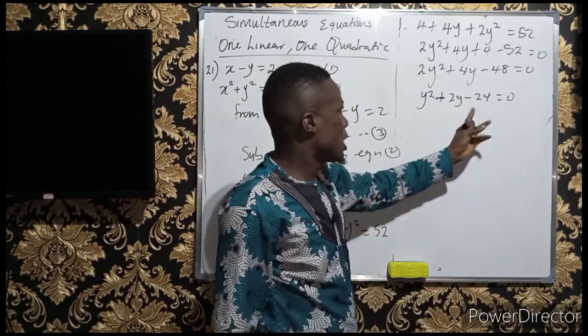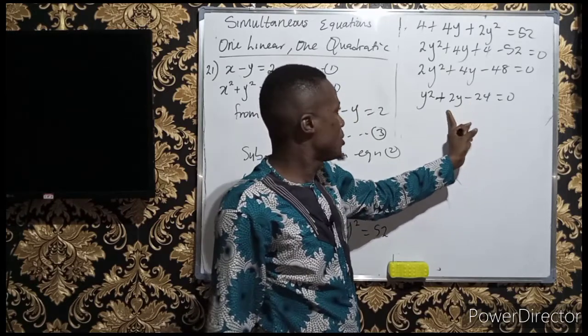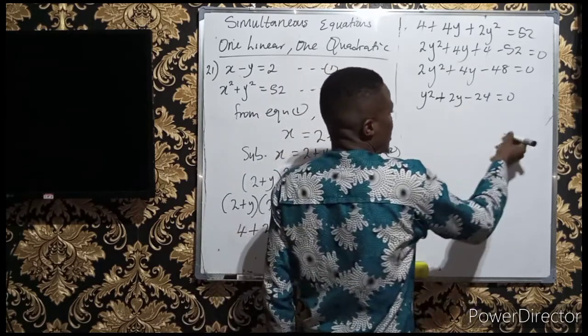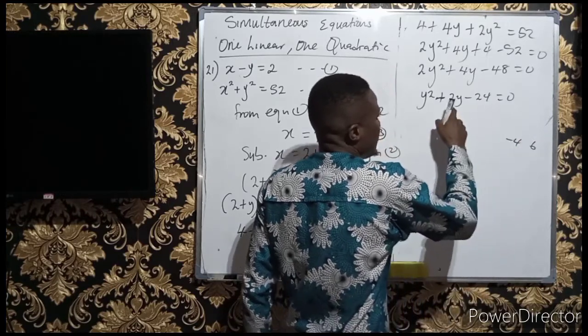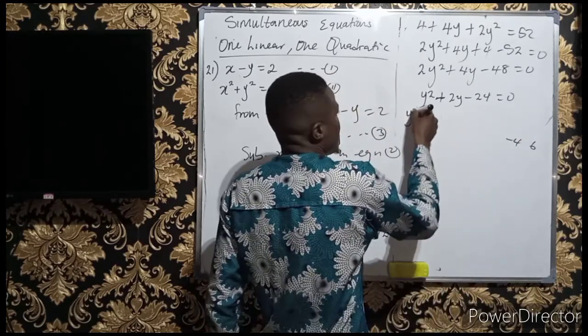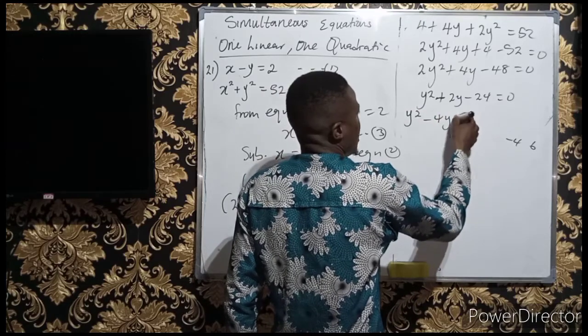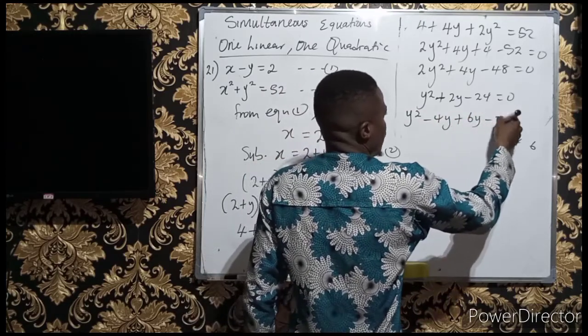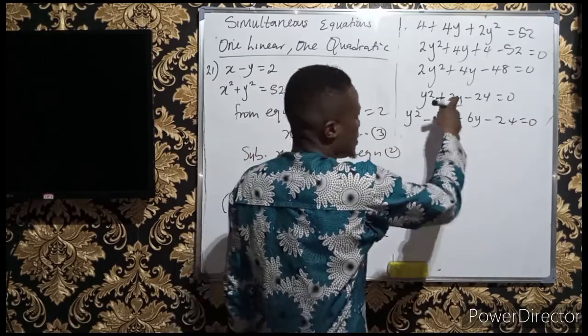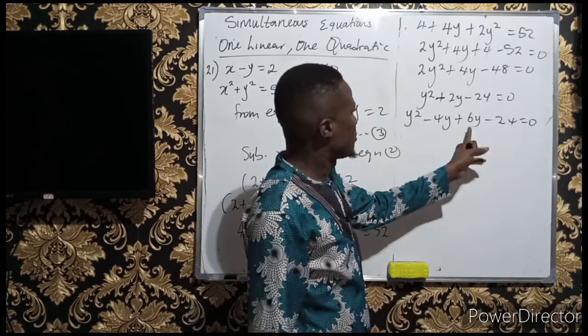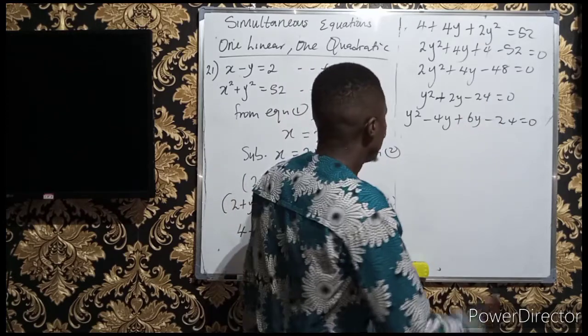Now, two numbers that when multiplied you get minus 24, and when you add, you get 2: negative 4 and 6. Because this times this is this, and minus 4 plus 6 is 2. So I'll now write y squared minus 4y plus 6y minus 24 equal to 0, because minus 4 plus 6 gives us 2, and minus 4 times 6 is minus 24.